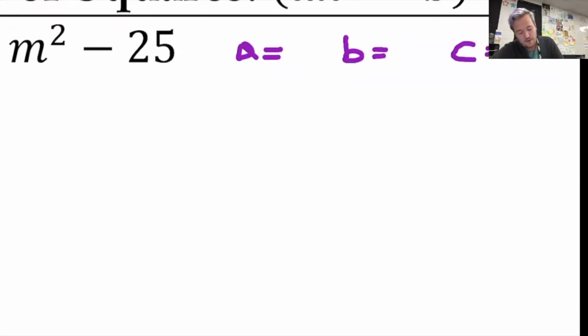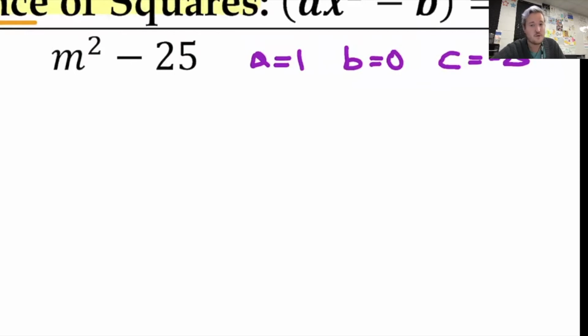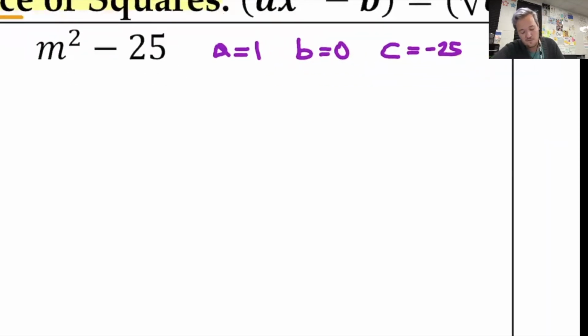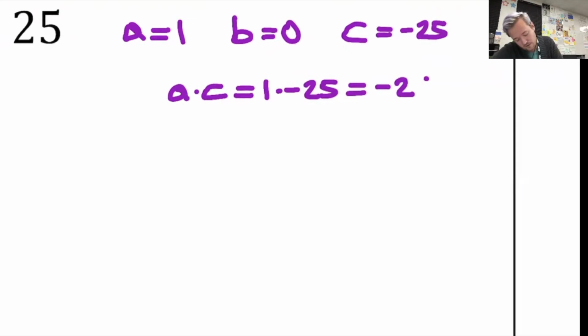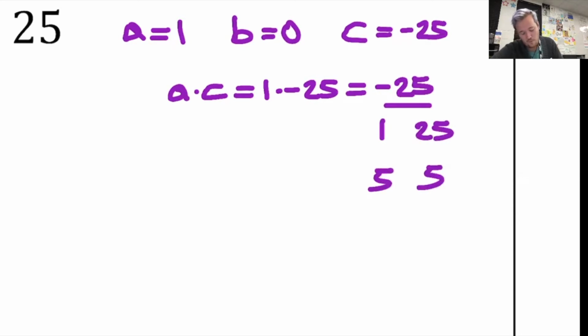All right, so I have an a value of 1, a b value of 0, and a c value of negative 25. So we don't have a b value in this case. I'm still going to do my a times c. So I'm going to have 1 times negative 25, which gives you negative 25. All right, so I'm going to have 1 and 25, and then 5 and 5.